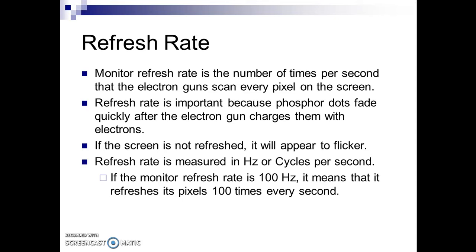So it's measured in hertz again. No great surprise there. Cycles per second. And so what that means is if you have 100 hertz, it means that each pixel is refreshed 100 times every second. And I'd encourage you to think about the refresh rate of your eye.